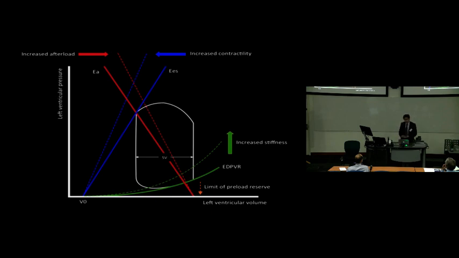And then there's one little arrow at the bottom here, which is the orange arrow, which is what I call the limit of preload reserve, and this is a response to increase in loading, for example. What the ventricle does is try and recruit some of the preload to maintain stroke volume. So when you acutely load the left ventricle with increasing pressure, it dilates a little bit to try and recruit the preload to maintain stroke volume.